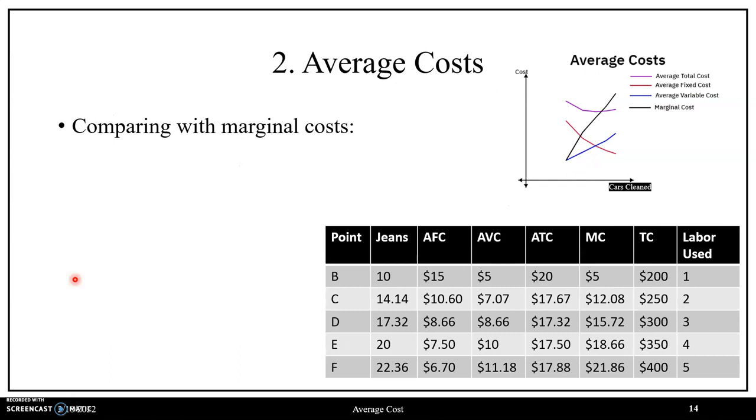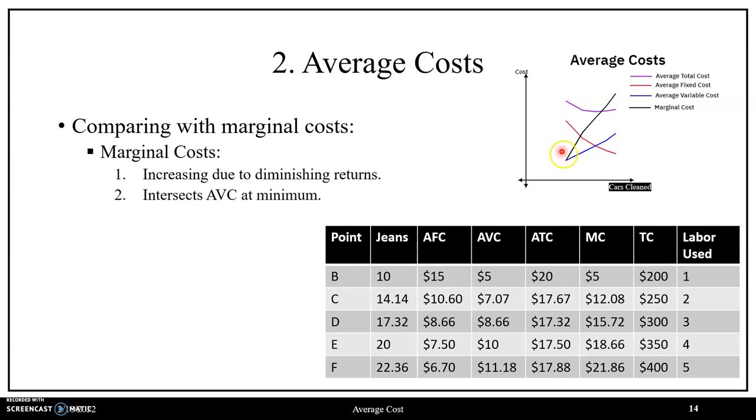If we want to take things a bit further, we can incorporate marginal costs as well, where in our graphical representation we now have average total cost, average fixed cost, average variable cost, and our upward sloping marginal cost curve. Recall that marginal costs will be increasing due to diminishing returns. In terms of incorporating this into the cost structure, we can observe two things. The first is that marginal cost will intersect average variable cost at its minimum, and it will also intersect average total cost at its minimum as well.